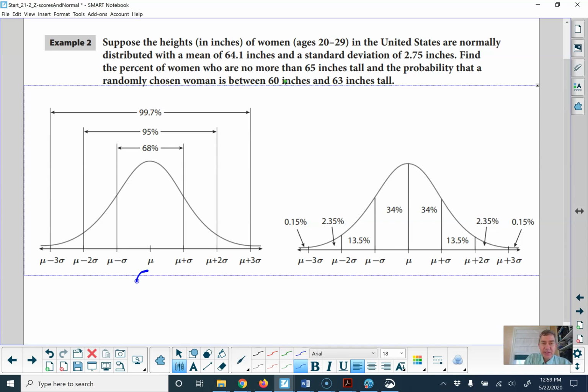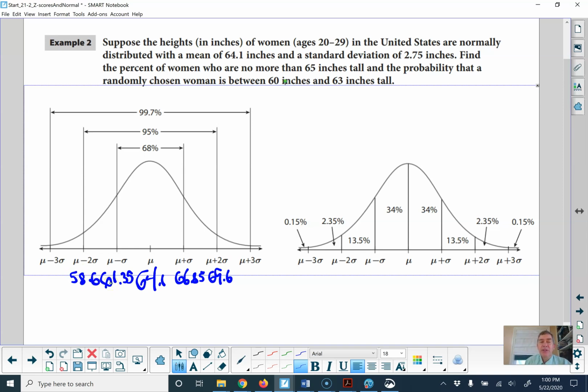So we're looking at 64.1 in the middle. 64.1 plus 1 standard deviation is going to be 66.85. Plus another standard deviation is going to be 69.6, and so on. And if you go down the other way, so minus 2.75 is 61.35, and minus another 2.75, that would be 58.6. So we got those numbers.